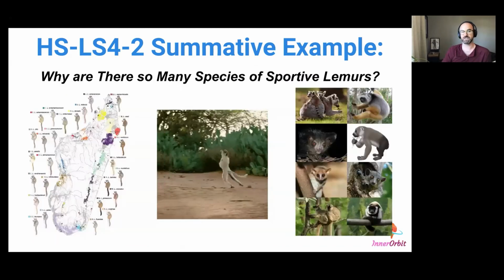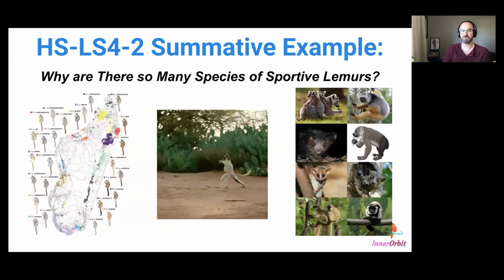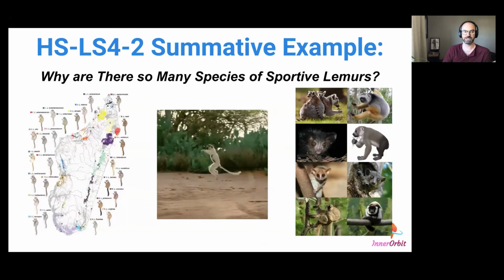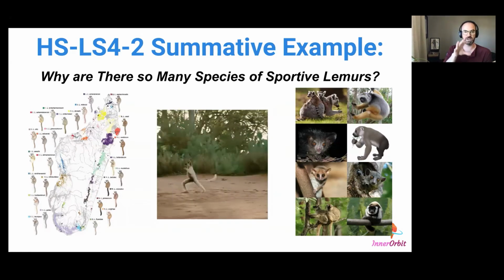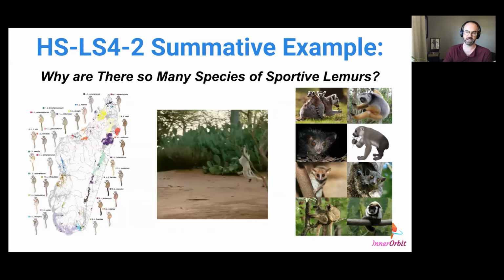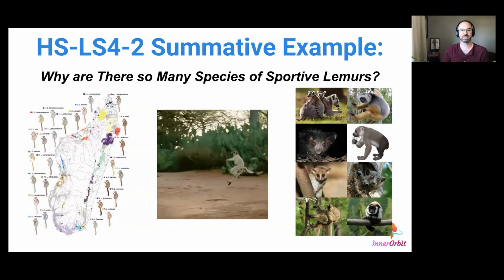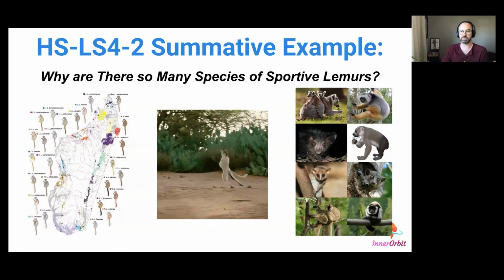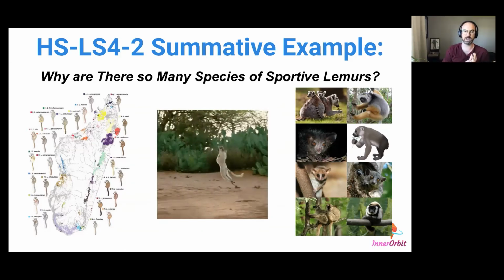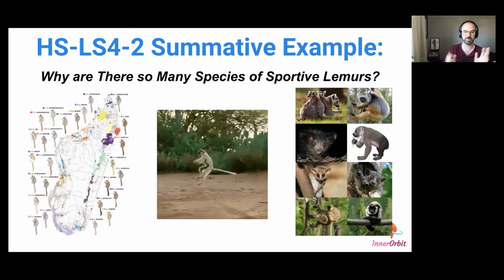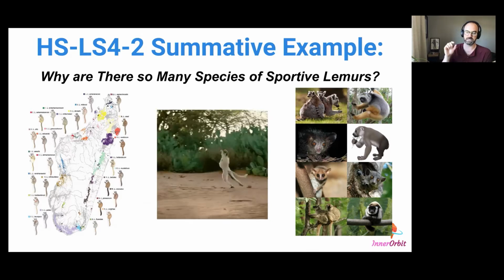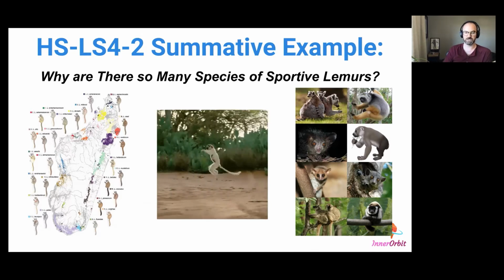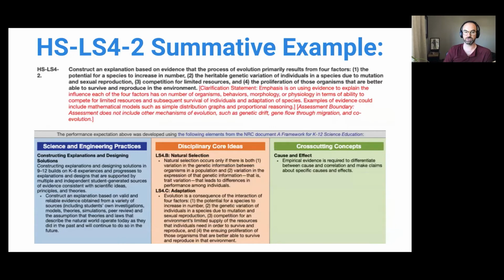But we have assessments for this. Why are there so many species of sportive lemurs is the phenomenon that we're going to be looking at. This actually comes from a research study on sportive lemurs in Madagascar. And in Madagascar, it's really interesting. There are all of these different sportive lemurs, incredibly diverse. And as you go around the island, they are all over the place and they are very different. In this performance expectation, it asks students to use evidence from peer-reviewed investigations, models, theories, and simulations.